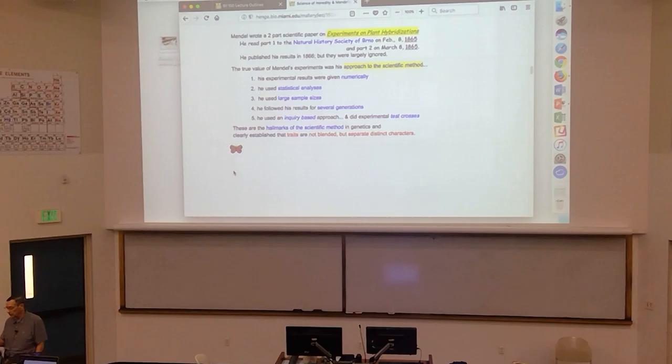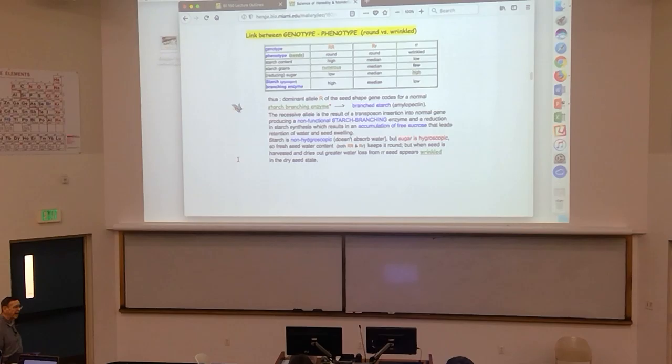Now, what's the cause of round and what's the cause of wrinkle? Ultimately, we're going to get back down to the gene level, and the gene level is going to produce proteins, and those proteins are then going to give us a particular phenotype of this organism. But what this table shows us is the three genetic ratio, the homozygous dominant, the homozygous recessive, and the heterozygous. And what we're going to look at is phenotype, round, wrinkle, and then we're going to look at starch.